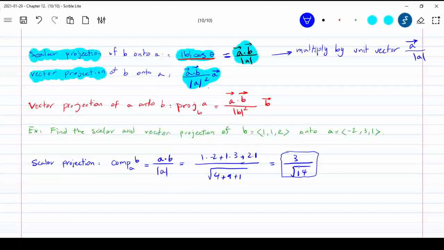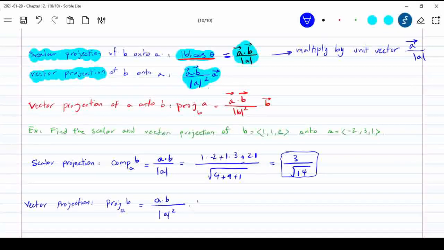And now you see that since this is positive, that means the angle between A and B is less than 90 degrees. How about the vector projection? It's very similar. Projection of B onto A would be A dot B divided by magnitude of A squared, times the vector A. You can put the vector arrow above this just to make sure that you're doing it correctly.